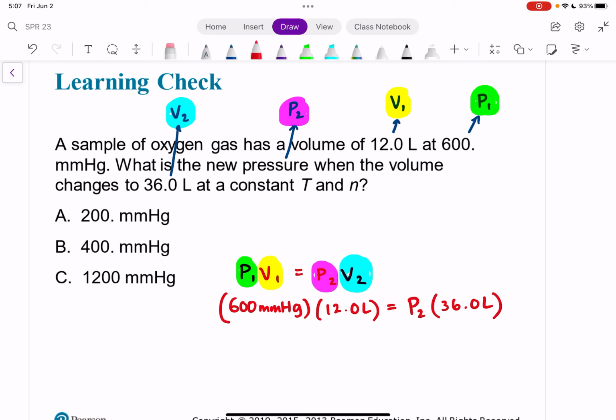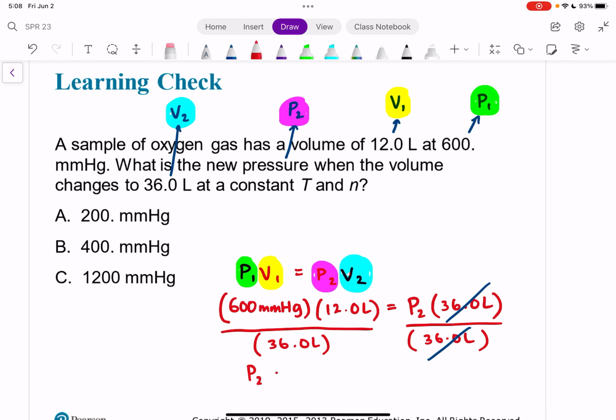All right, so my goal is to get P2 alone. So we've got to divide each side by 36.0 liters. Divide by 36.0 liters. Okay, and that's going to allow me to cancel that V2 out. I'm just going to do a little switcheroo here, put P2 on the left, and then let's go ahead and plug that into our calculator.